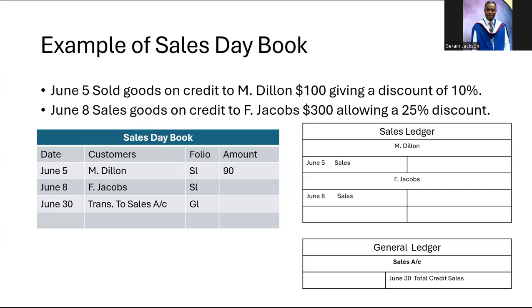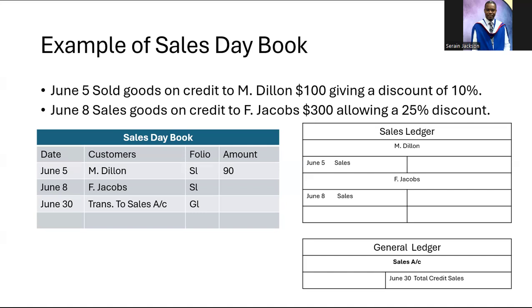Remember that the sales daybook is linked to the sales ledger, and I have M. Dillon's account. M. Dillon is a debtor to the business, which is an asset to the business. And if you want to increase your asset account, you have to make a debit entry. That is one explanation why we would debit M.